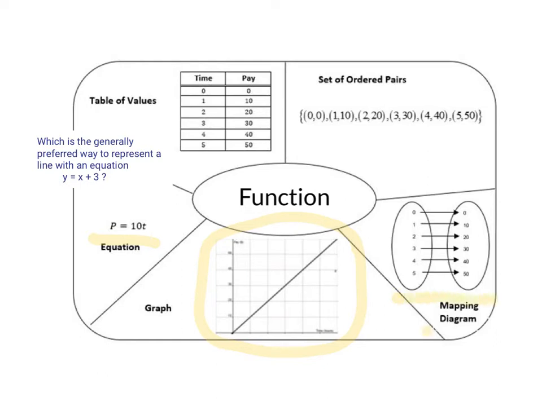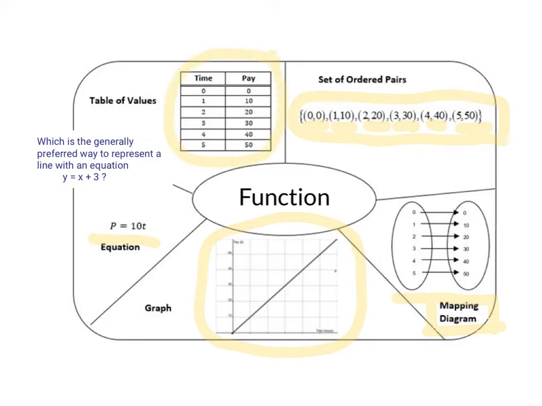This is new. You haven't seen this yet, this mapping diagram, but we're going to be looking at that today. The set of ordered pairs you may have seen in the past. You may not have, but this is another way to demonstrate. This is specifically for his earnings up to 5 hours, right? If he works 0 hours, he makes $0. If he works 1 hour, he makes $10. 2 hours, $20. You get it? All the way up to 5 hours, he makes $50. And here is that same thing in a table of values.